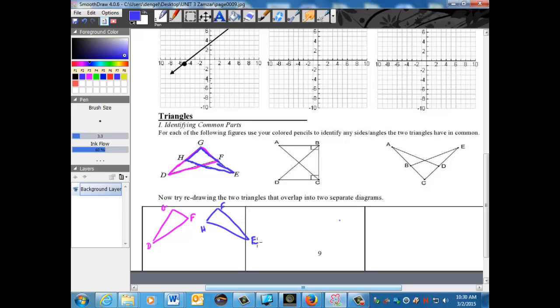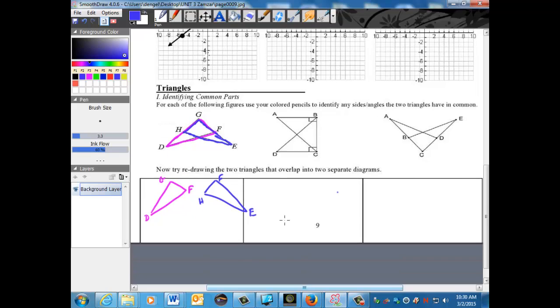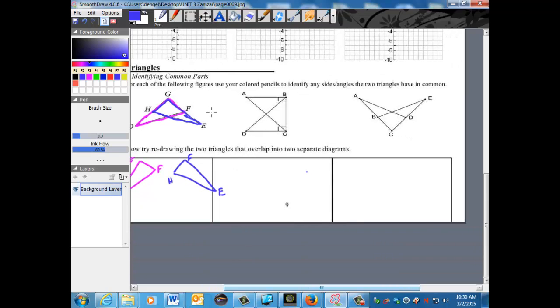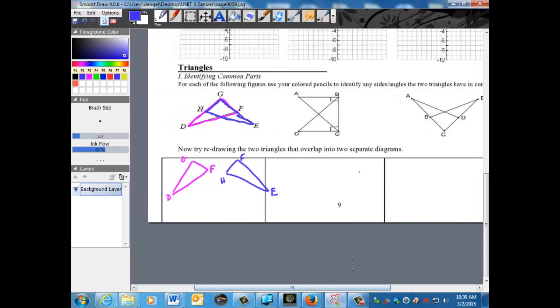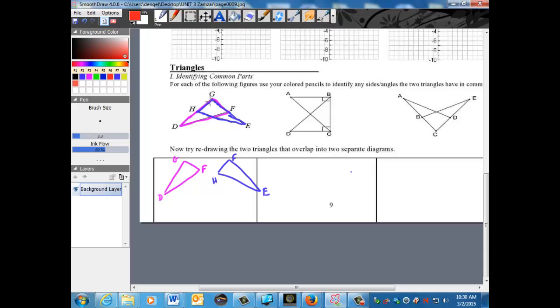Alright, well, what we want to look for whenever we have two triangles that are drawn as one, we always want to look for if they share a side or do they share an angle. So that's usually what we want to focus on. So as I look at this shape, hopefully you can tell that they actually share angle G, which is right here. So angle G will be shared.